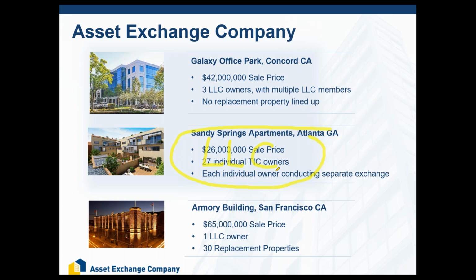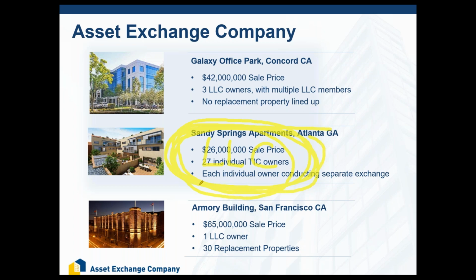Now, if you have 27 people who own a property, how likely is it that all 27 want to do the same thing? It's highly unlikely. So what happens a lot of times when you have these partnerships and LLCs that are created, you're going to have to many times dissolve them before the sale so that the individuals can do their separate things.